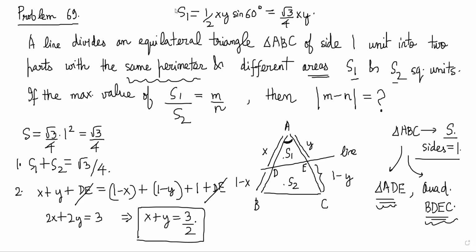Okay. So area of S1 is root 3 by 4 xy, and the total area was root 3 by 4. So we can say that S1 by the total area is equal to root 3 by 4 xy divided by root 3 by 4. So what we get is S1 by S is equal to xy, right? That ratio of area of S1 to the area of the whole triangle is xy. So let's do it on the next screen.